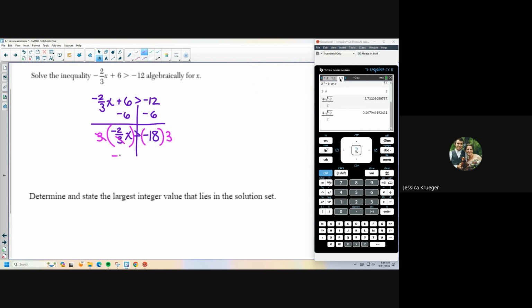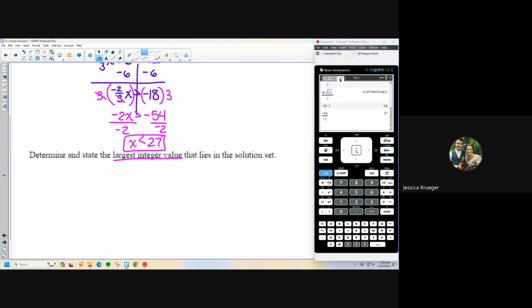These go away, so I get -2x is greater than -54. And the last thing I have to do is divide both sides by -2. When you divide by a negative, reverse your inequality. And we got 27. So I've solved my inequality. Here it says determine and state the largest integer value that lies in the solution set.